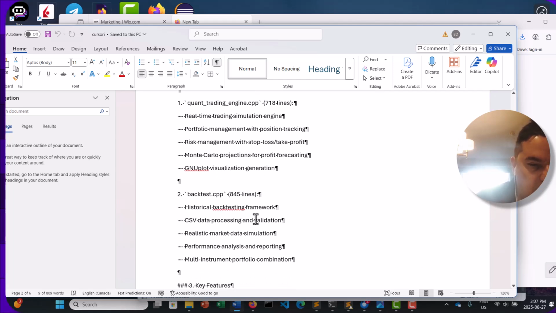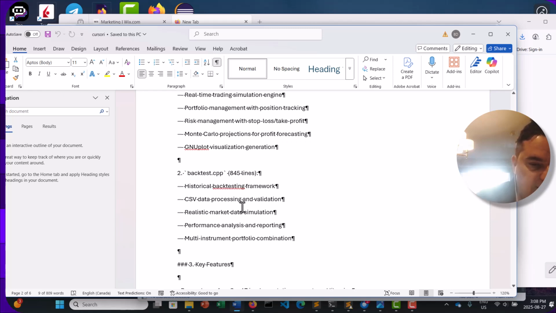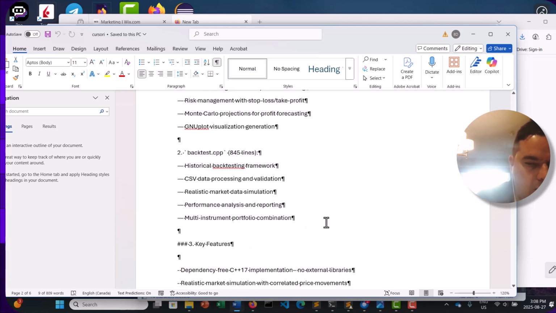Again, C++. The other one, the backtest, same use case. This is a second AI generated C++ file with the same use case. Here we got a historical backtesting framework, CSV data processing and validation. We have a realistic market data simulator, performance analysis and reporting, and multi-instrument portfolio combination.